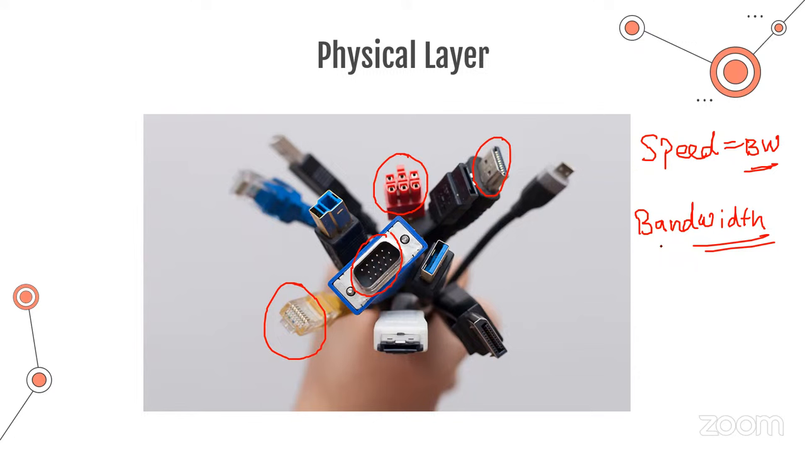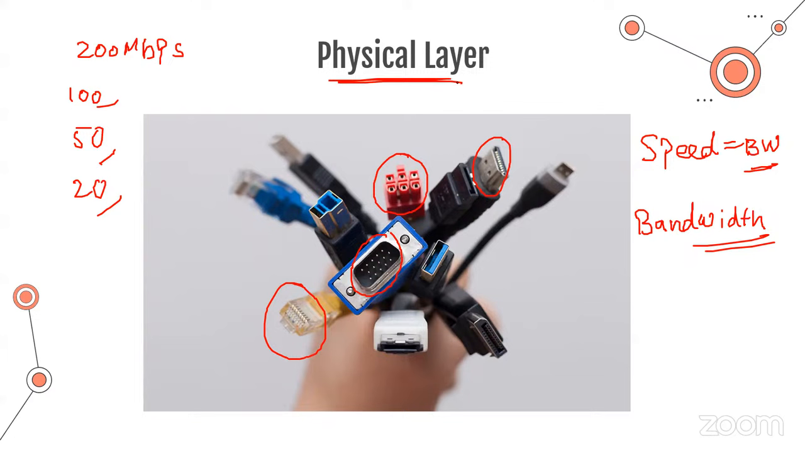Anyway, all these cables will have different speeds. Based on the speed, you can say your internet speed is very high, right? Sometimes you get 200 Mbps speed, or 100 Mbps, or 50, 20. So all these wires have different speeds. The study of these cablings, the speed of these cables, and how these cables transmit information from your device to another device comes under the physical layer.